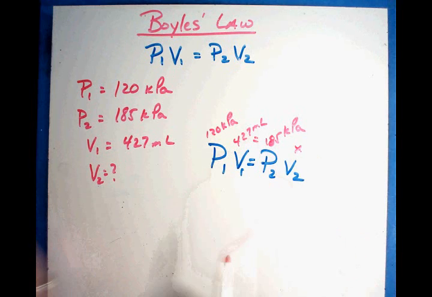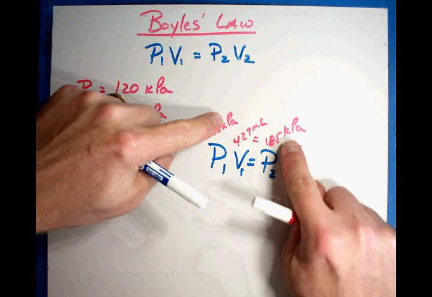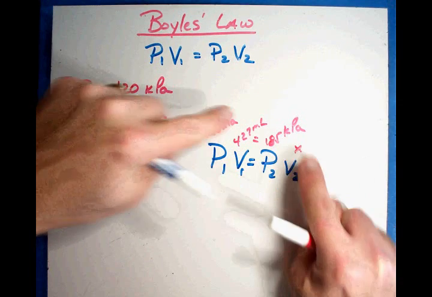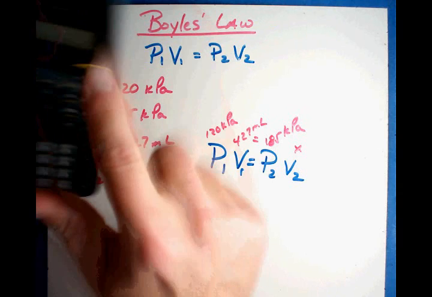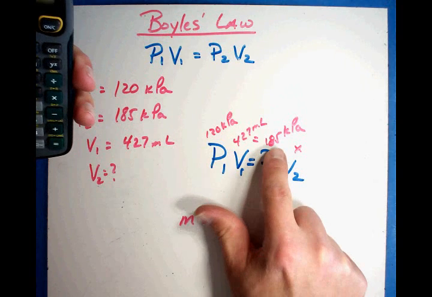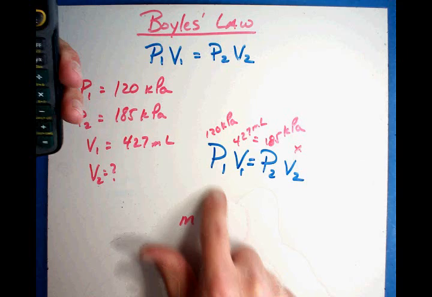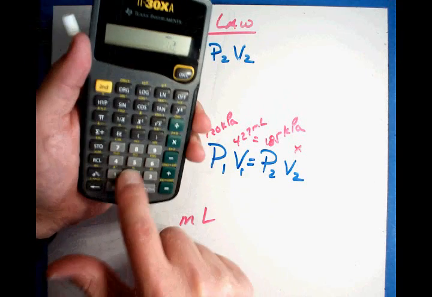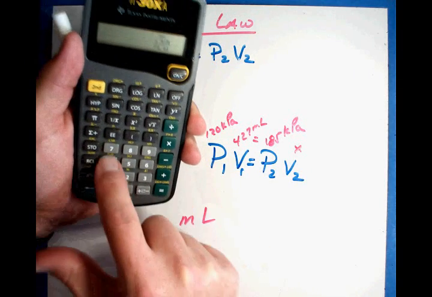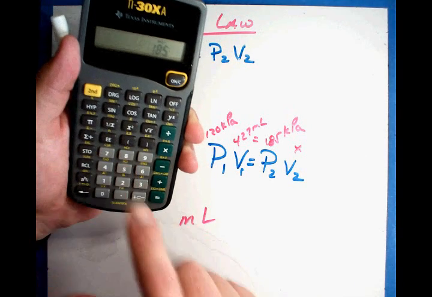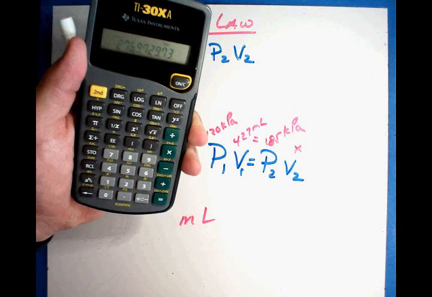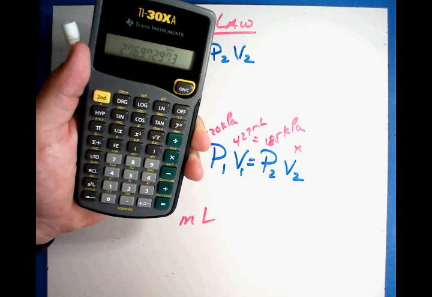There's my equal sign. Now, next thing to notice, they don't always have to be one unit, as long as they match, kPa and kPa. So my unit's going to come out in milliliters. It's simple calculator work, so I'm going to take my calculator again. I multiply on the left. I'm going to divide by who's with the X because it's going to have to be divided. So it is 120 times 427 equals, on the top, divided by 185, and I get an answer of 276.97.